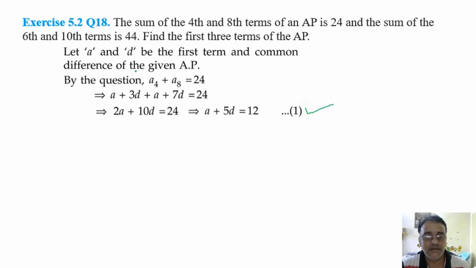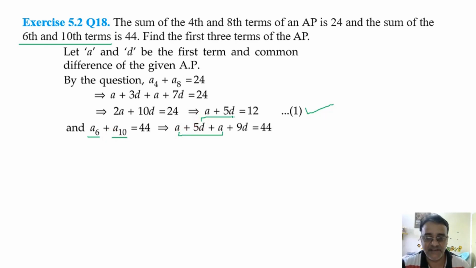And the next one is the sum of the 6th term and the 10th term. That is A6 plus A10. Right? What is A6? A plus 5D. And this is A plus 9D. So we'll substitute. Again here A plus A is 2A and 5D plus 9D is 14D. So 2A plus 14D is equal to 44. Now again we will divide all the terms by 2. So what will you get? A plus 7D is equal to 22. Let it be question number 2.